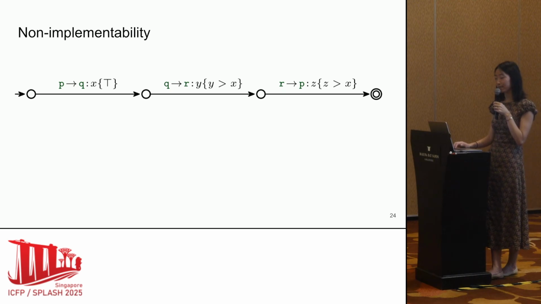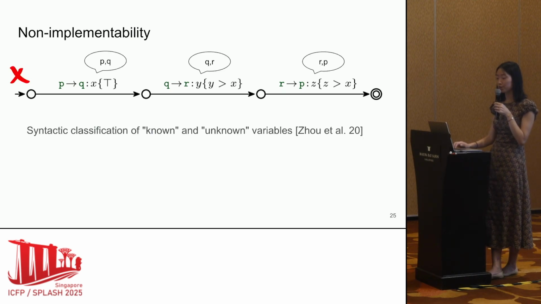Prior work has attempted to address this issue by introducing a notion of known and unknown variables. So a variable is known to a participant if it is either the sender or receiver, and unknown otherwise.